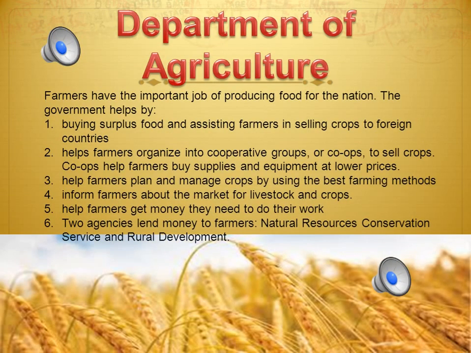The Department of Agriculture truly is in charge of ensuring the well-being of the people because the people depend on farmers. So farmers have a very important job of producing food for the nation. The government oftentimes will help farmers through subsidies or buying surplus food and assisting farmers in selling crops to foreign countries if there's too much in their crop.